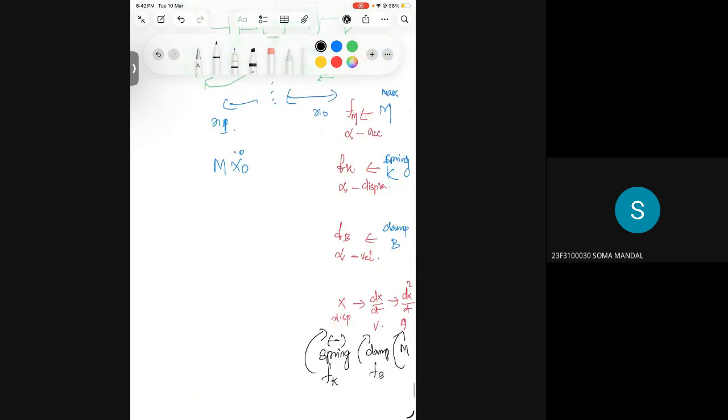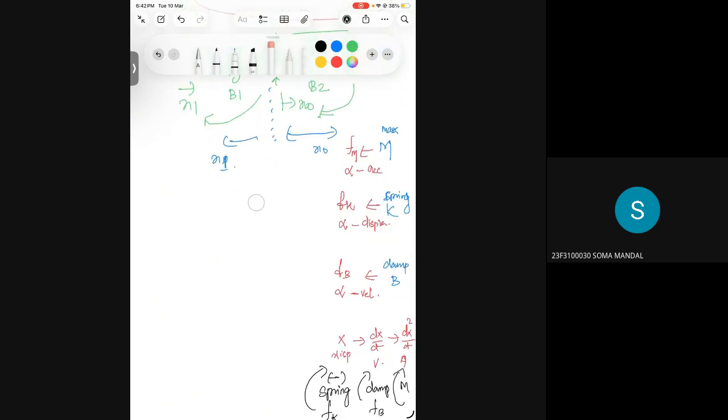That's why whenever you write a force balance equation for a mass, you write it in terms of d squared x by dt squared, since displacement differentiated twice is acceleration. Whenever you write damping, it will be dx by dt. Whenever you write the spring, it will be just x, the displacement as it is. That's why we wrote it like this.